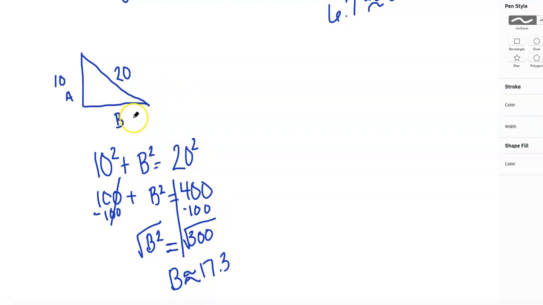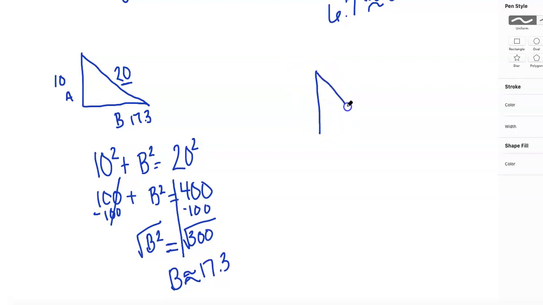Now, here's my next question to double check my work. Is 17 smaller than C? Because if you're finding a leg, it always has to be smaller than what that C is. If it is, then it makes sense. If your number's greater, then you made a mistake somewhere. All right, last problem.